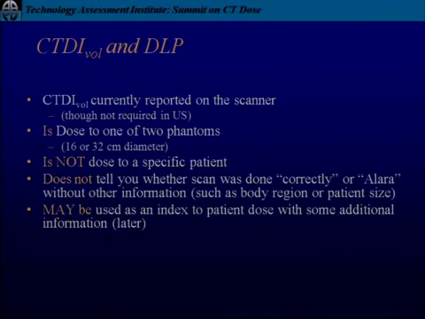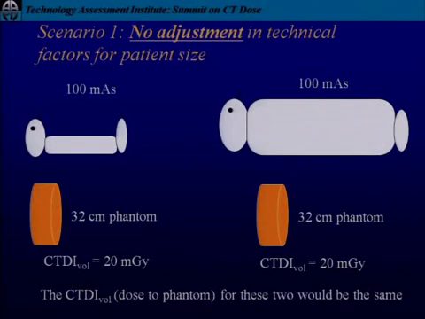Was it a big patient? Did they use thin slices? Is that something they needed? Okay, it doesn't tell you that. Just the number by itself doesn't tell you that. Okay, so here's an example. Here's a small patient, here's a big patient. If they both got the same mAs, same kVp, same mAs, same everything, guess what? The CTDIvol on that scanner reports the same number, right? Because it's dosed not to the patient, but to the phantom. Okay? It's dosed to the phantom.